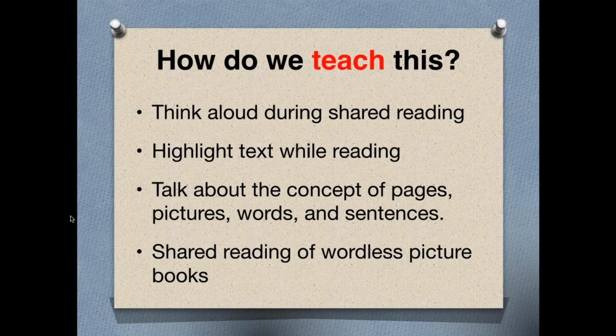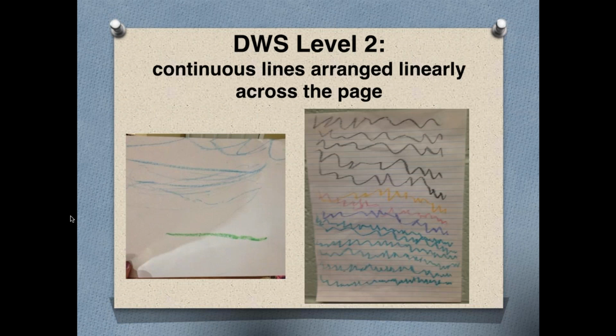We're going to use the words that we need for reading and writing. We're going to use words like page and picture and word and sentence so that our students start to develop that concept knowledge of what those things are. And this might seem counterintuitive, but we're going to read things like wordless picture books because that allows us to just generate language about what's on the page and then notice the difference when we have words in the text as well.